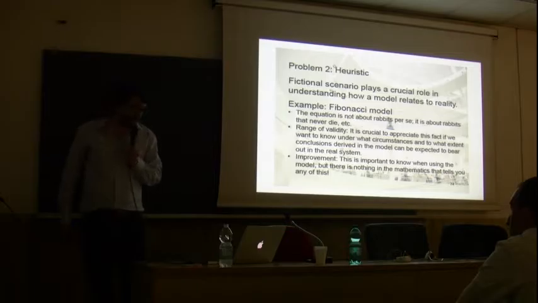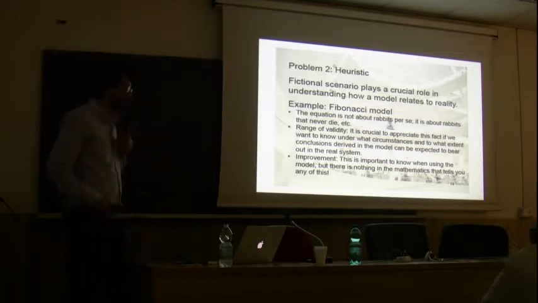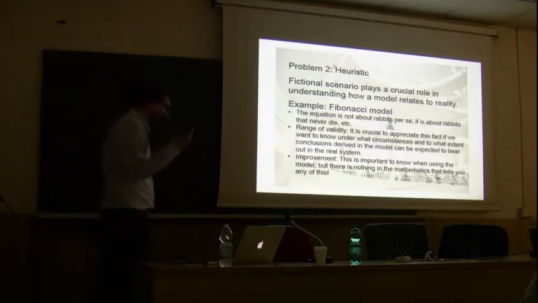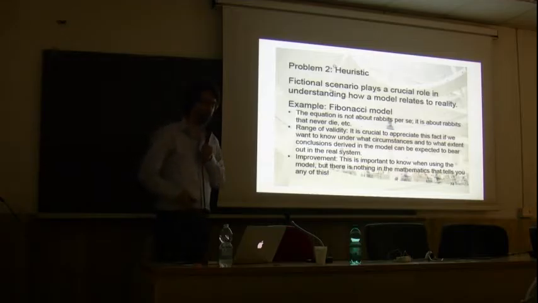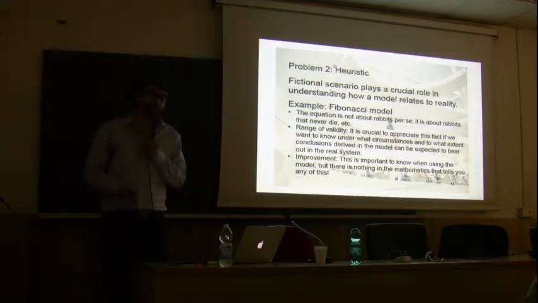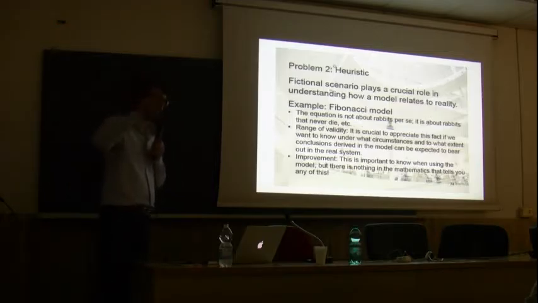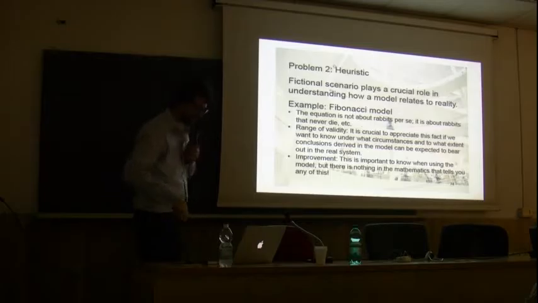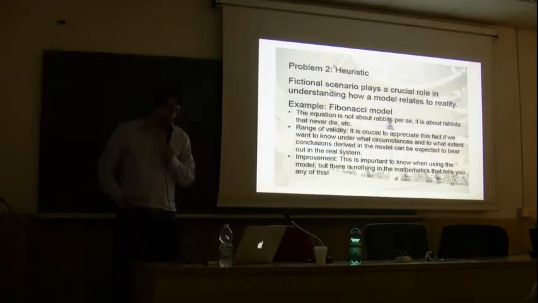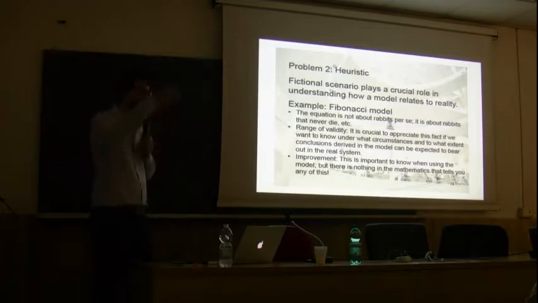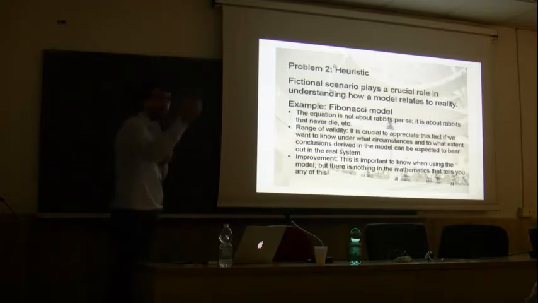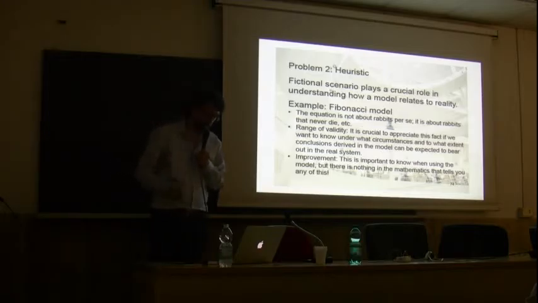There's also a heuristic problem. To understand what sort of scenario to consider when you do the model, remember again the Fibonacci model or the social segregation model. We're talking about situations where you only have two social actors or where rabbits never die. It's very important, A, to get to the equation in the first place, and B, to assess, that was your point earlier, the range of validity.